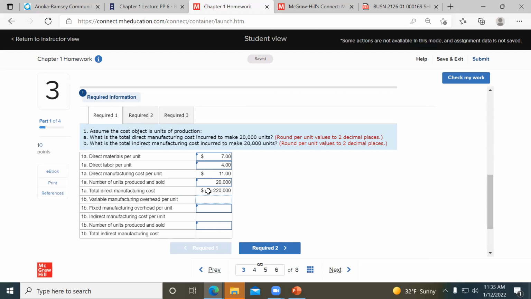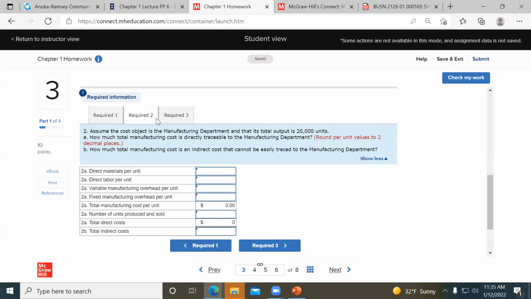The variable manufacturing overhead per unit, $1.50. The fixed manufacturing overhead per unit, $5. The number of units produced and sold, 20,000. So our total indirect manufacturing cost here would be 130,000. Okay. Now let's look here.